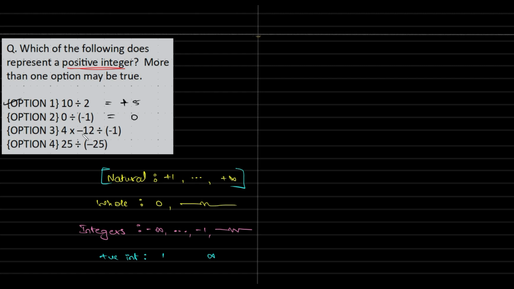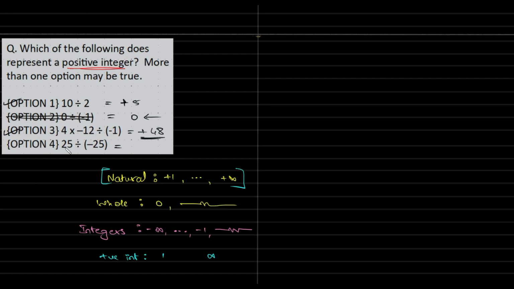Then 4 × (-12) divided by (-1). What will you get? We will get a positive answer. 4 twelves are 48. This is a positive integer, so this is one of the answers. And 0 is neither a positive nor a negative integer, so this is not an option.